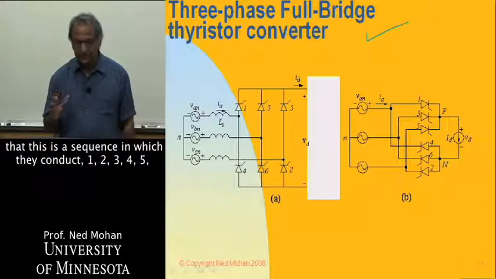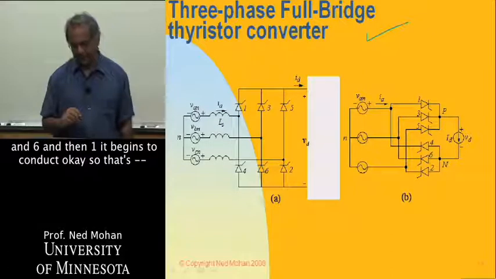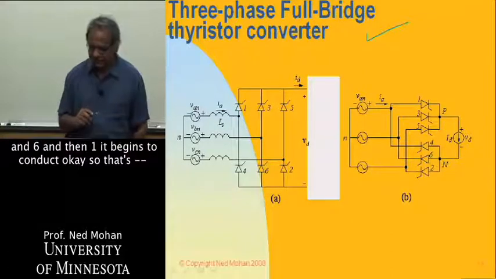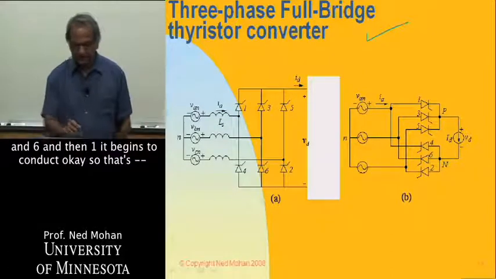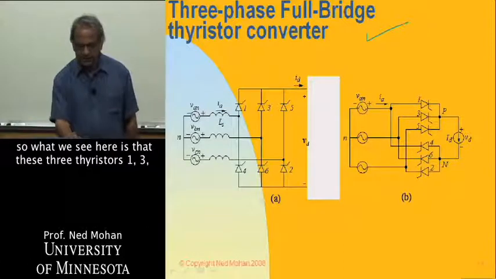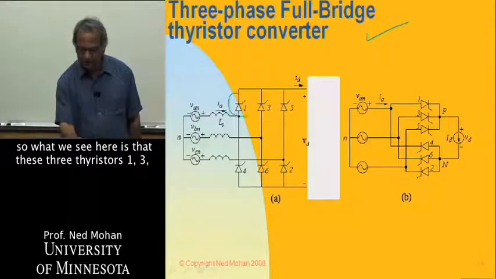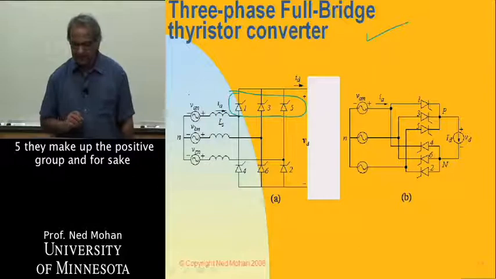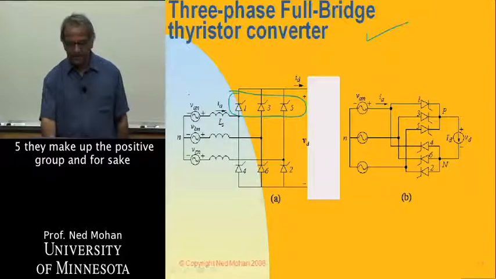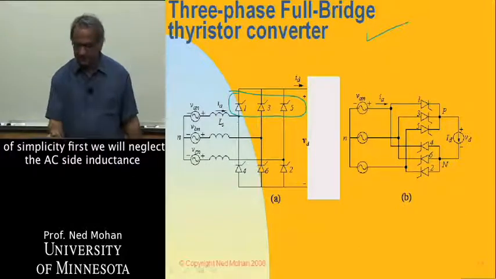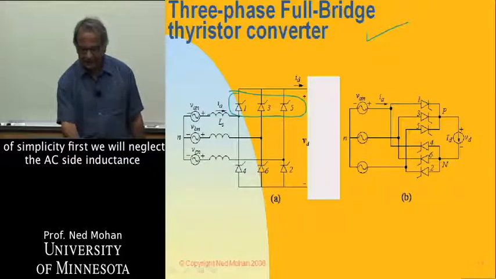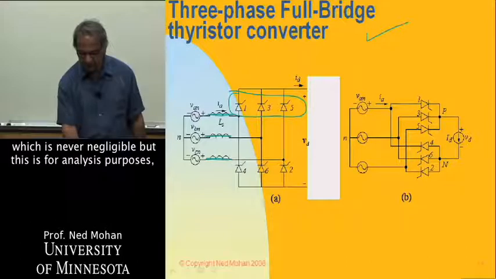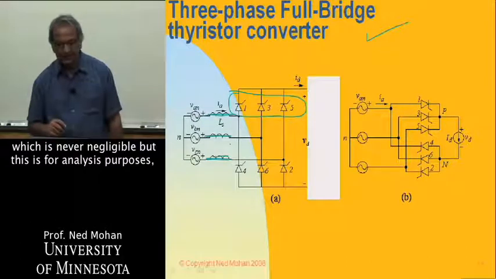this is a sequence in which they conduct: 1, 2, 3, 4, 5, and 6, and then 1 begins to conduct. Okay, so what we see here is that these 3 thyristors, 1, 3, and 5, make up the positive group. For the sake of simplicity, first we will neglect the AC side inductance, which is never negligible, but this is for analysis purposes.